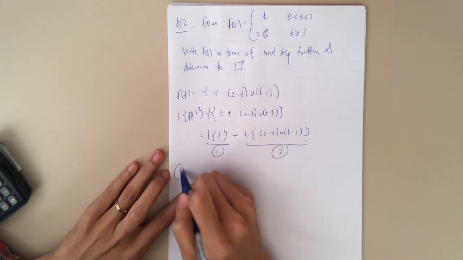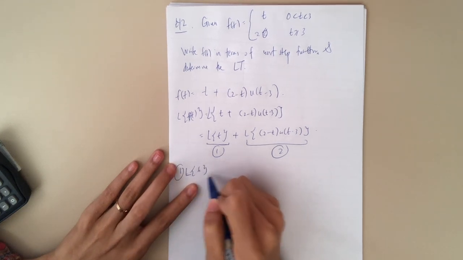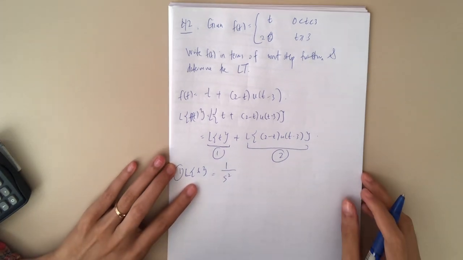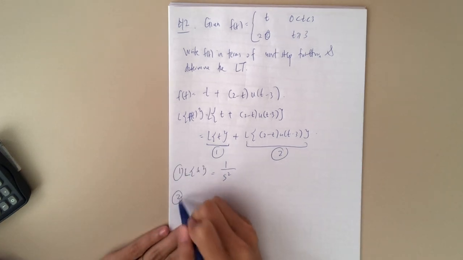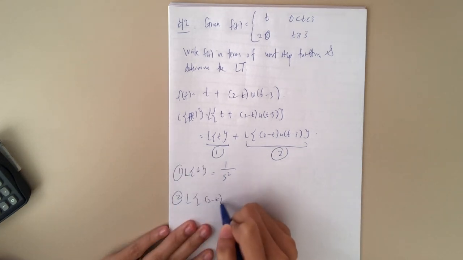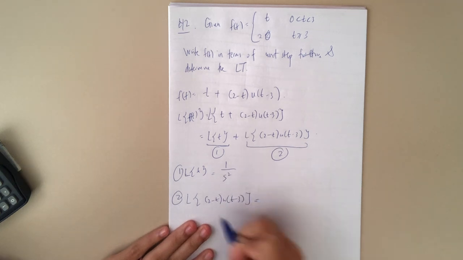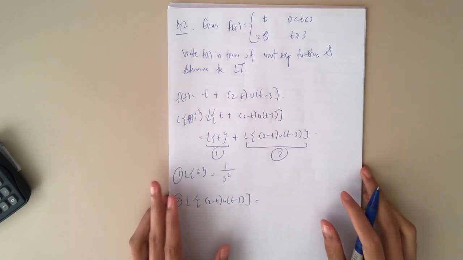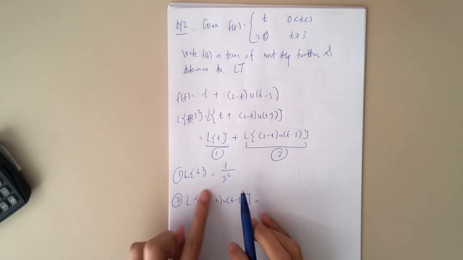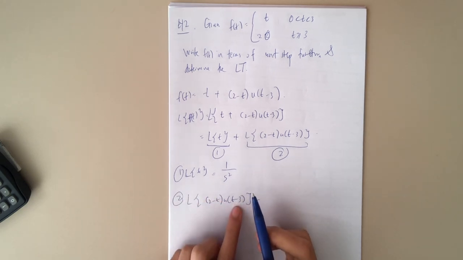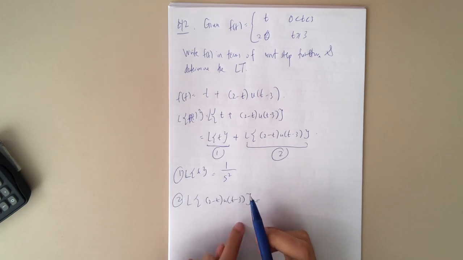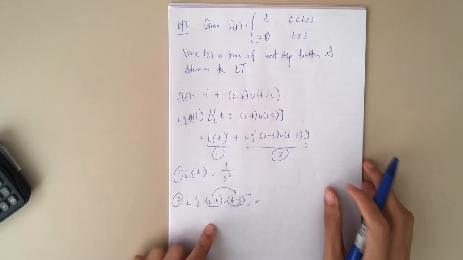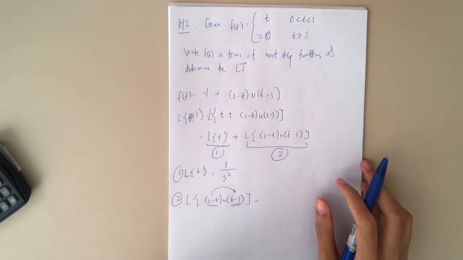For the first one, the answer is 1 over s squared. You can use the table directly. Then for number 2, you have (2 minus t) u(t minus 3). Now this is a unit step function, but the crucial part here is that your g(t minus a) is not equal to your t minus a, which is t minus 3. So for this part, you need to follow the unit step function form, so we need to modify it.